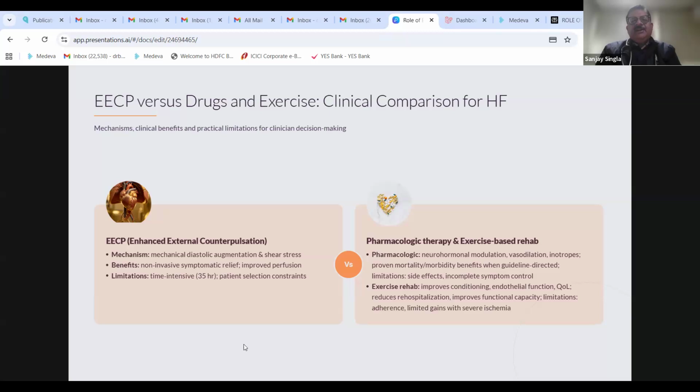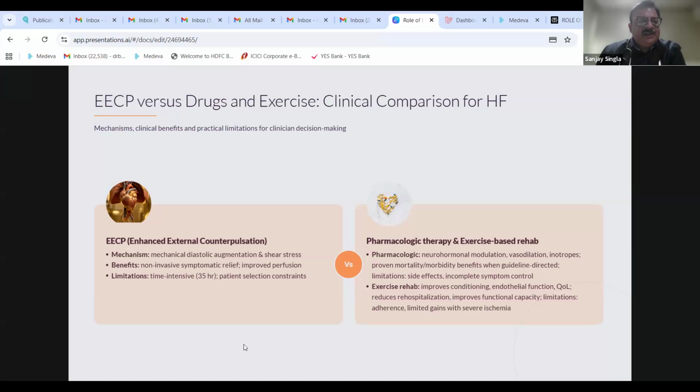I didn't do her echo at the end of EECP, but after 3 months of stopping her EECP, her EF at that point of time was around 50 to 55%. The patient was off diuretics. She was only on GDMT, and her symptoms were absolutely fine. I have seen this patient for another 6 to 8 months, and again echocardiography was done. Her GLS has also improved, and her EF is almost stable.